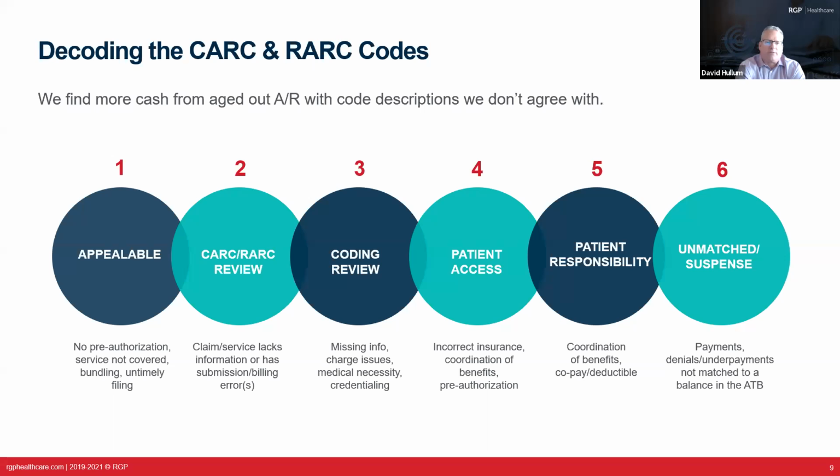The words at the bottom of each one of these chevrons are just examples of the stuff we would typically see on first pass, right? So the claim service lacks information or has billing submission errors, missing information, charge issues, medical necessity, credentialing for coding. In the patient access area, we typically see incorrect insurance, coordination of benefits, same with patient responsibility. But the last one is the one that most of my clients stumble with, okay? And this is unmatched and suspense transactions.